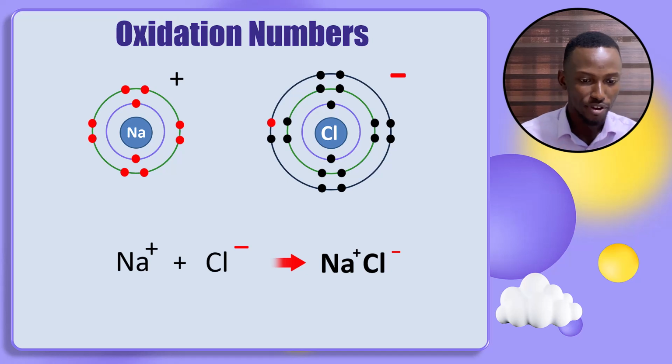As a summary, oxidation number in the simplest form just represents the charge that is assigned to the atom when it comes to formation of an ion or formation of a compound. So sodium here is +1 and chlorine is -1.